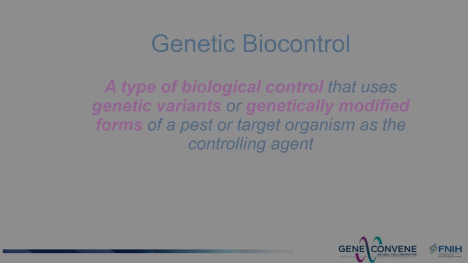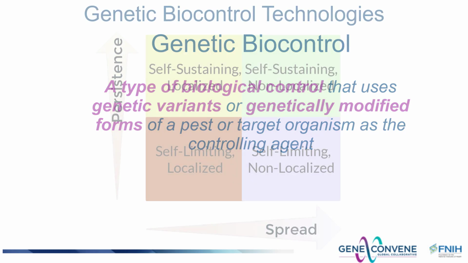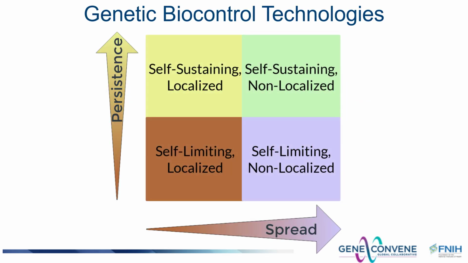Genetic biocontrol is a type of biological control that uses genetic variants or genetically modified forms of a pest or target organism as the controlling agent. There is a constellation of genetic biocontrol technologies whose characteristics vary considerably with respect to their planned persistence and spread within the environment following their introduction.